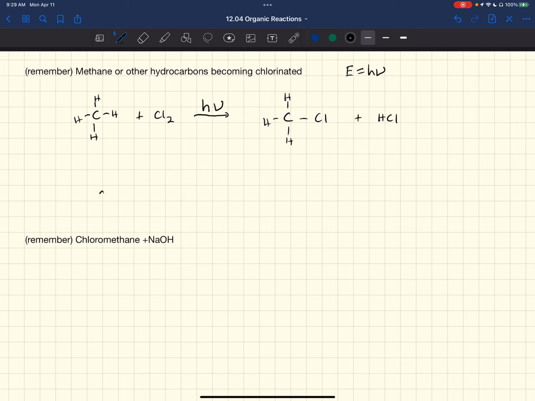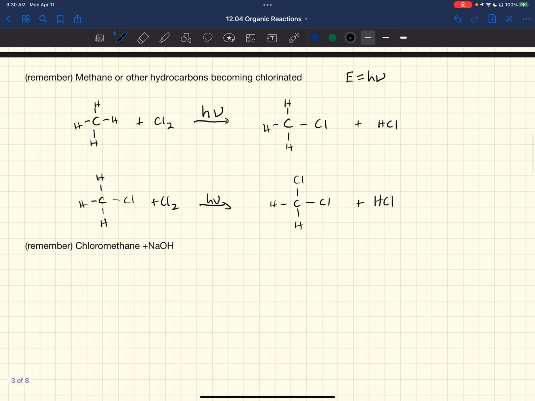Now, the cool thing is I can do this again. Plus Cl2, in the presence of light, and we can make another substitution. So that's a way that we can chlorinate carbons, or halogenate.